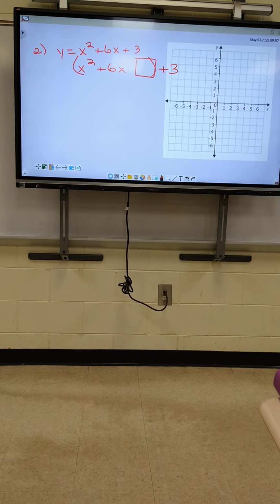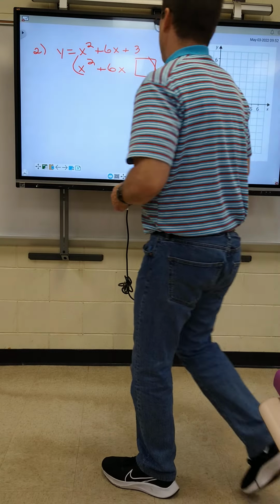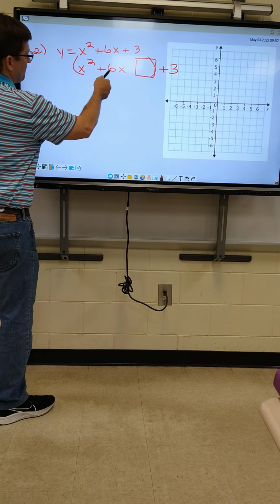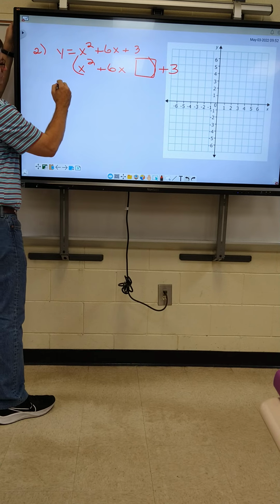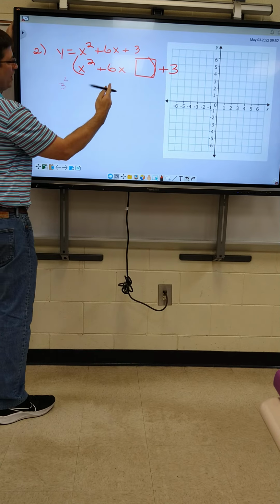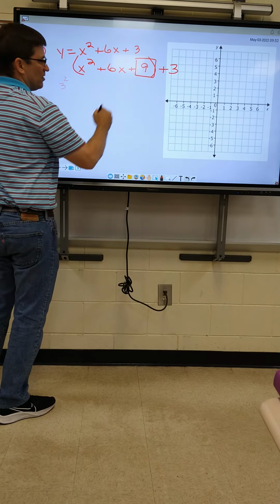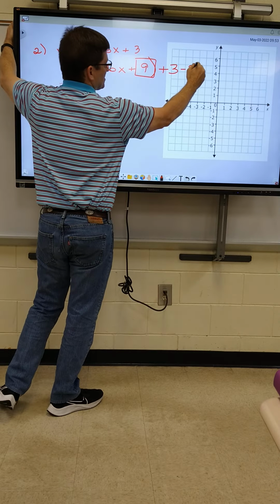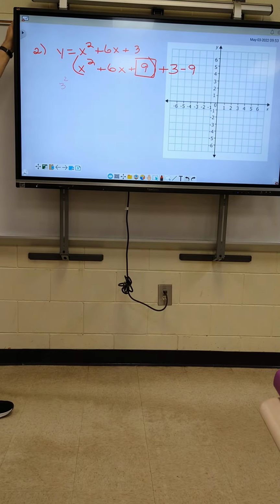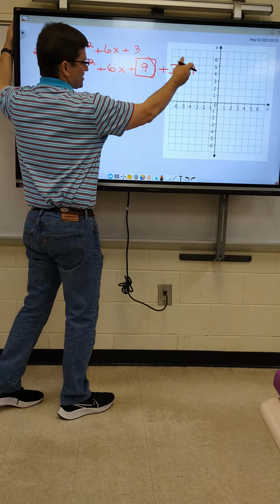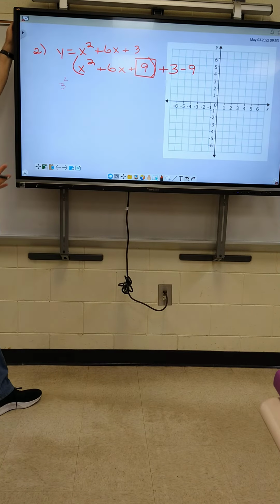All right, Sebastian, how do we fill in the box? What's half of 6? 3. So I got 3 squared, so I got a +9 here, which means I've got to put a -9 there to keep it equal. If you got a +9 and a -9 on the same side, you haven't changed the value of the equation.